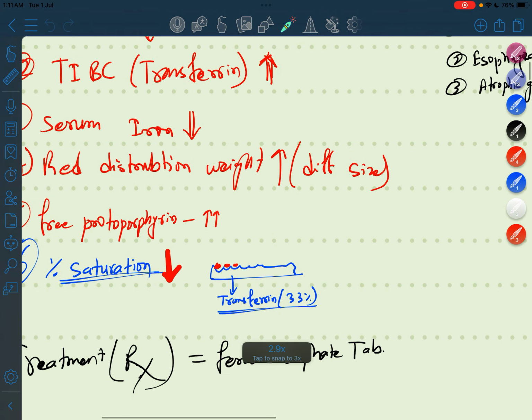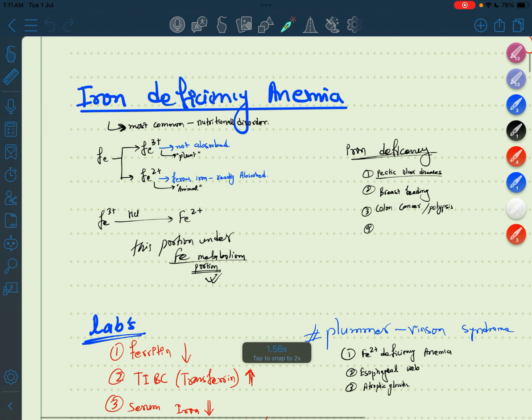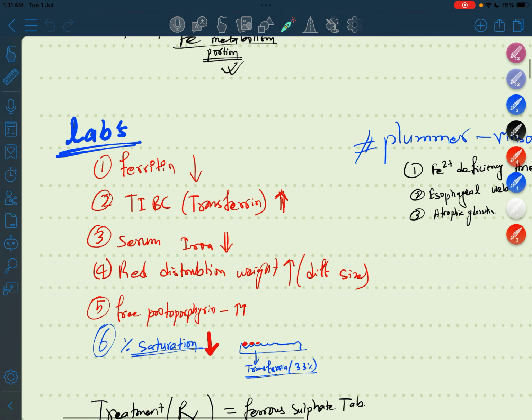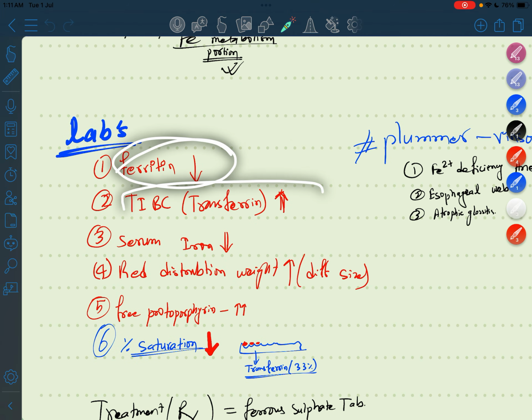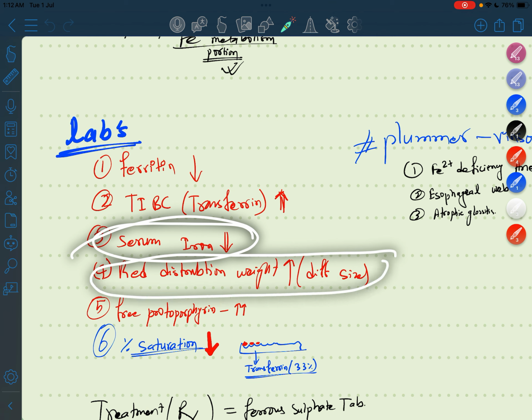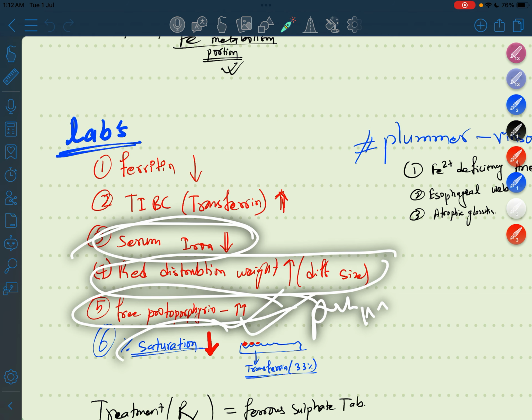And when we look at the labs of iron deficiency anemia, it is most commonly a nutritional disorder. In the labs, ferritin is decreased, total iron binding capacity or transferrin is increased, and all others are decreased. Serum iron is decreased, red cell distribution width is increased, free protoporphyrin is increased, and saturation is decreased. These are some of the lab values.